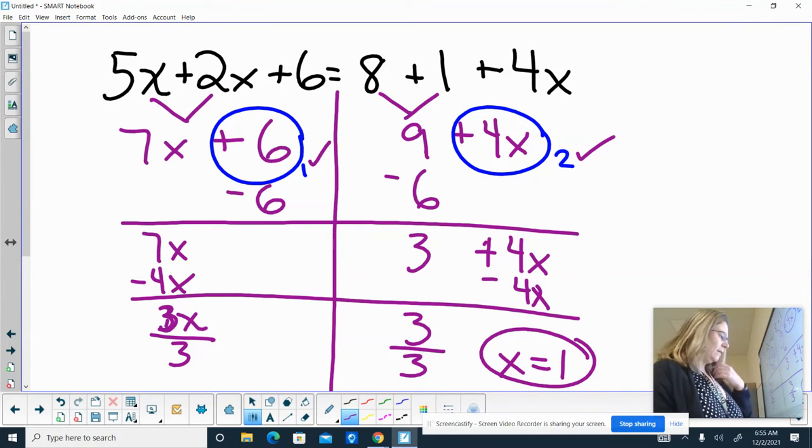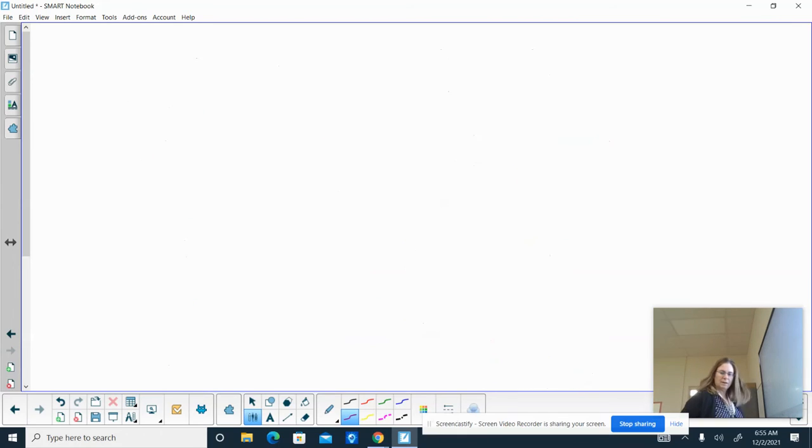All right, and now the last type of problem that we have is using combining like terms and distributive property and multi-step equations. It's a big one. So let's go.